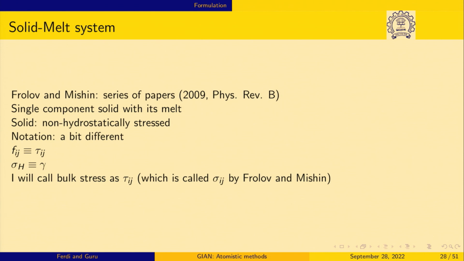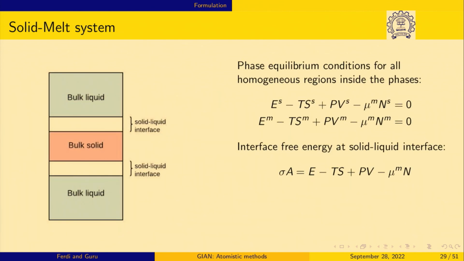So, there is some translation of notation you have to do if you read Frolov and Mishin with respect to what we have done so far, but it is not very difficult. They take a solid melt system and make this bulk solid, and on either side you have bulk liquid. We found it easier in simulations to do two bulk solids and in between bulk liquid, and there are these phase equilibrium conditions, which are the same ones I saw.